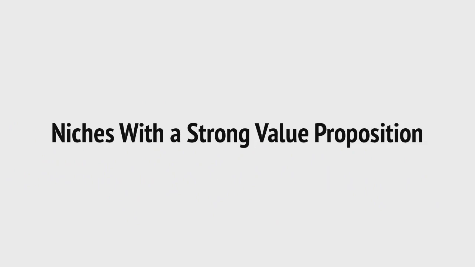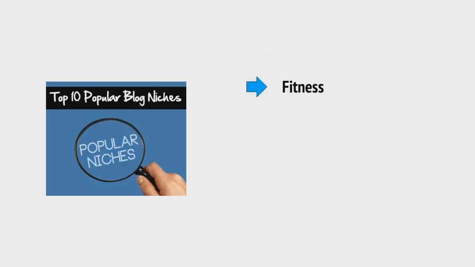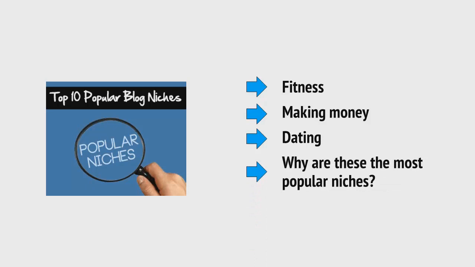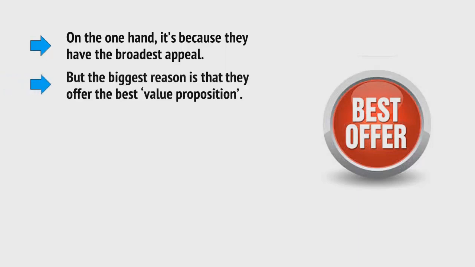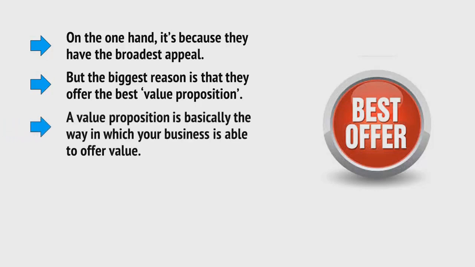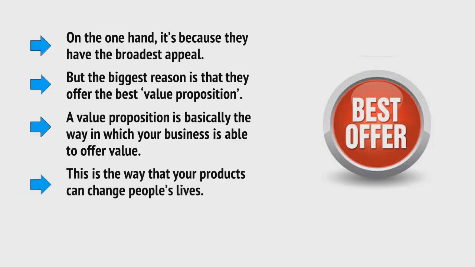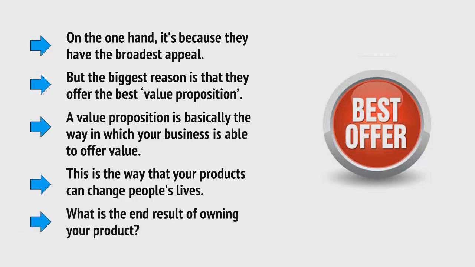If you look at affiliate marketing, digital products, and internet marketing as a whole, you'll notice that certain niches stand out as being by far the most popular, and those are fitness, making money, and dating. Now, why are these the most popular niches? On the one hand, it's because they have the broadest appeal. But the biggest reason is that they offer the best value proposition. A value proposition is basically the way in which your business is able to offer value. This is the way that your products can change people's lives. What is the end result of owning your product?